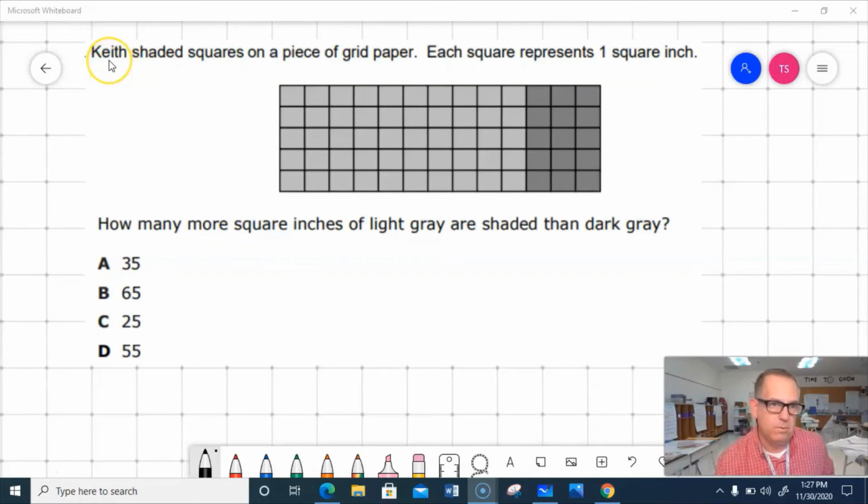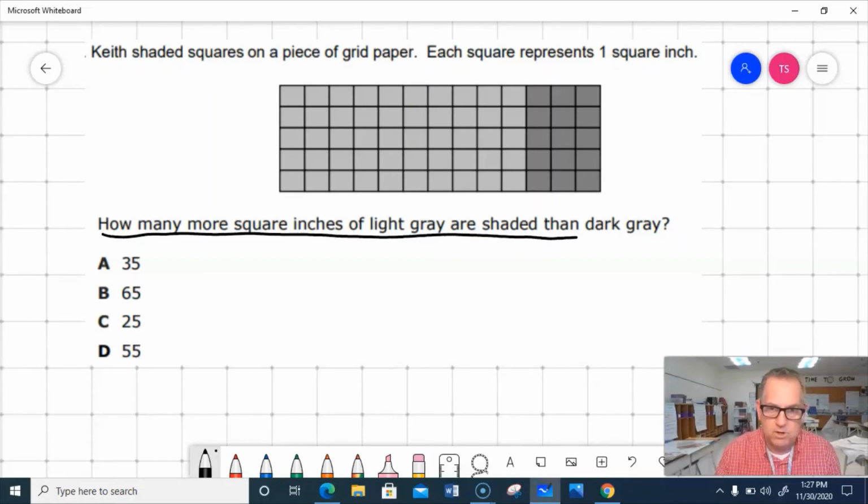Okay, go ahead and follow along as I read. It says, Keith shaded squares on a piece of grid paper. Each square represents 1 square inch. How many more square inches of light gray are shaded than dark gray? So, I'm going to underline the question right here, to make sure I understand what it's asking me to do.